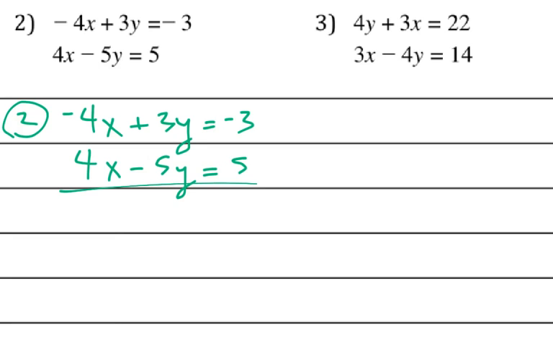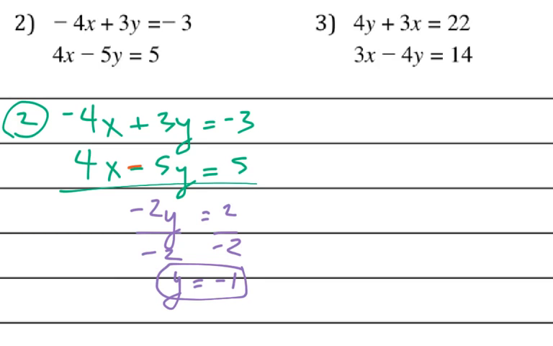And like the last one, I see that this one stacks nicely. When I combine the x's, they're just going to go away, which means that 3y minus 5y will give me a negative 2y. And that's going to be equal to 2. Dividing both sides by negative 2 is going to give you y is equal to negative 1.